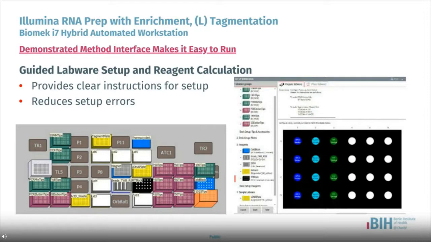I will now pass the mic back to Tomasz to discuss his work utilizing the Illumina RNA Prep with Enrichment kit on the Biomek i7 hybrid in his lab.